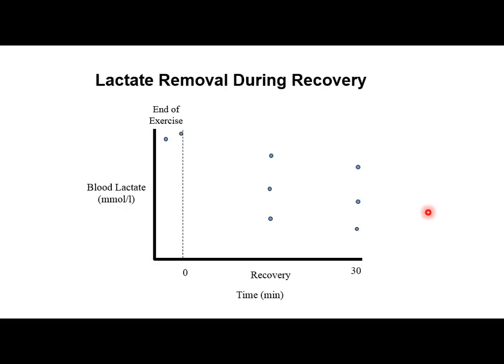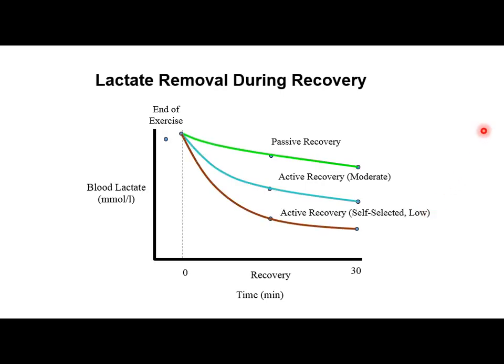Check out lactate removal during recovery. Here's passive recovery, here's active recovery, and then here's active recovery at a low intensity. And you see something kind of different. Blood lactate is on the y-axis here. In the passive recovery group, blood lactate remained somewhat high. In the moderate intensity active recovery, it was reduced. And in the low intensity active recovery, it was reduced even more. So in terms of lactate, we see something a bit different than we see with creatine phosphate.